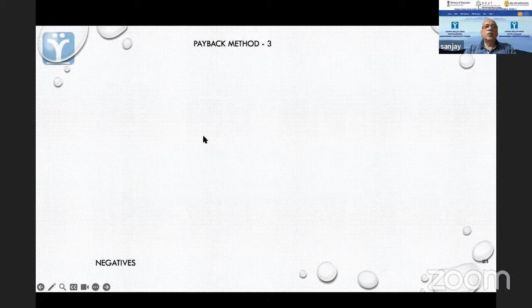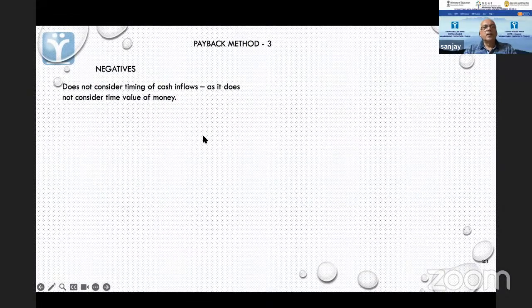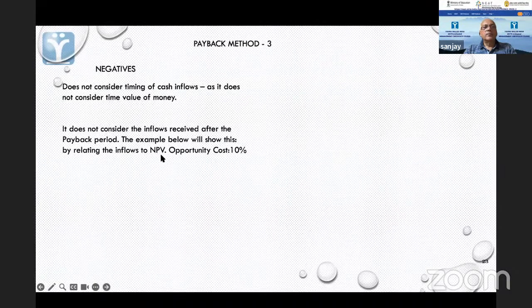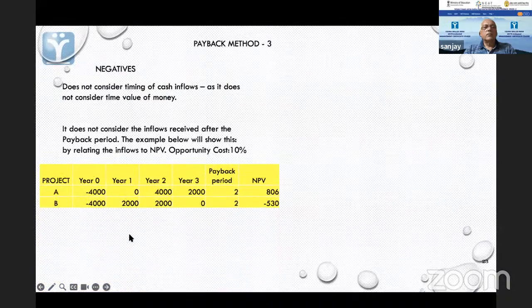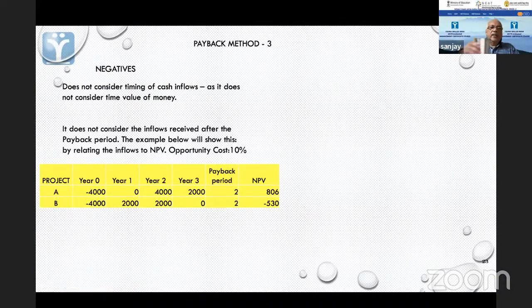Now, continuing with this, it does not consider inflows received after the payback period. Like we said in the first example, where we're getting 12,500 every year, the project had a life of 7 years. You were getting your money back, the 50,000 that you put into it, in the 4th year, and on that basis you're taking a decision. But you're not considering that the project has a life of 7 years. That part is not of any interest to you.